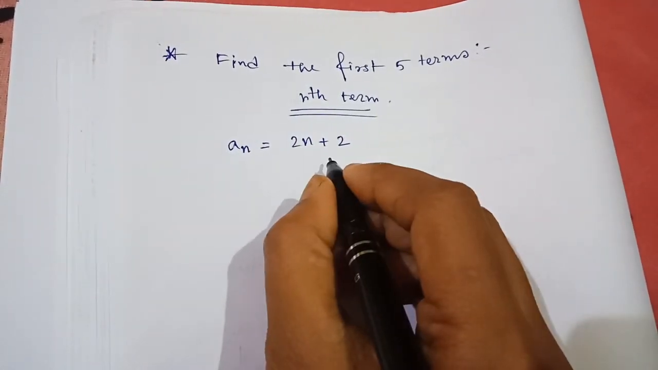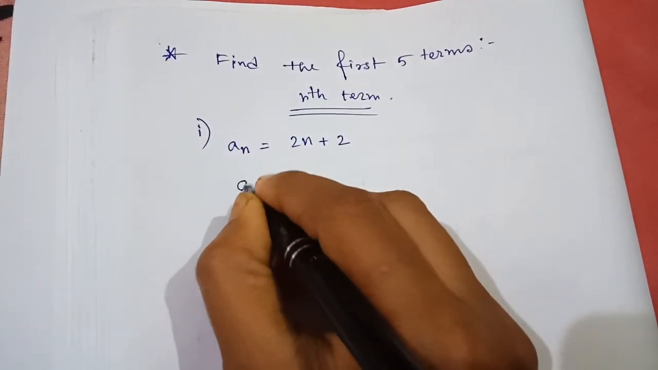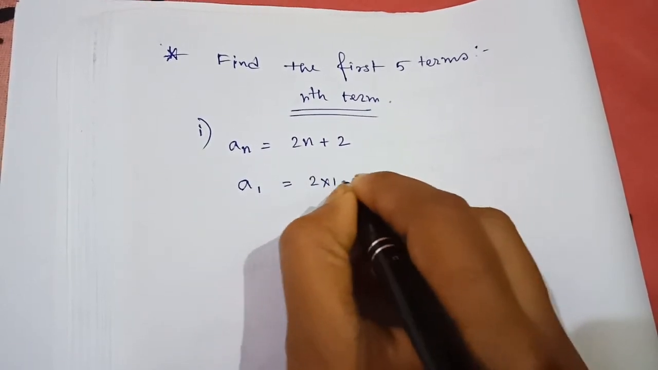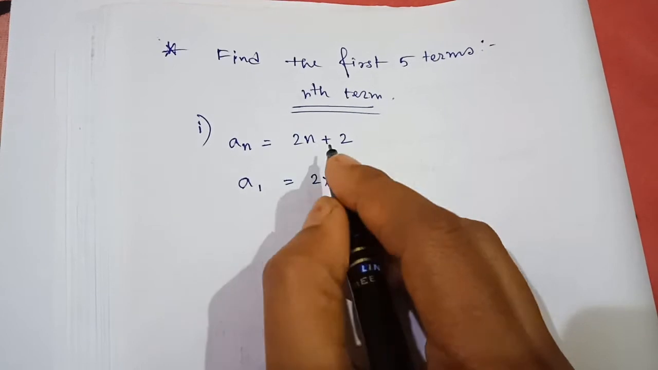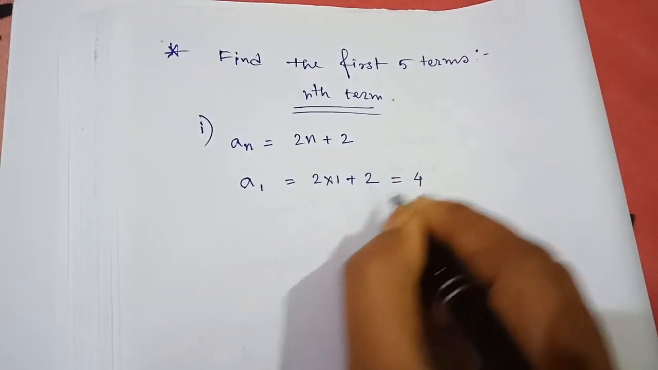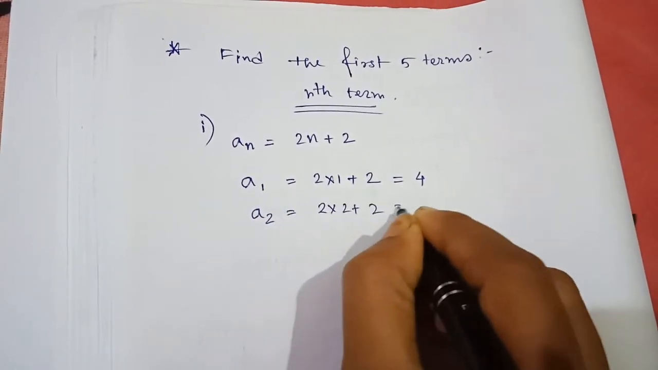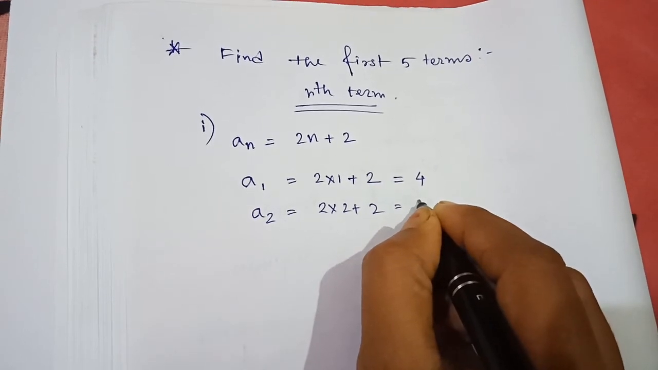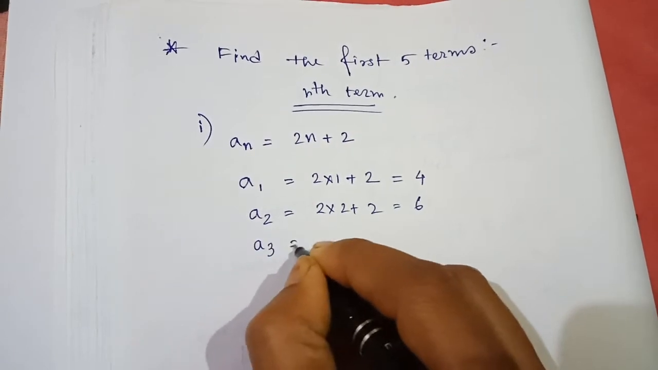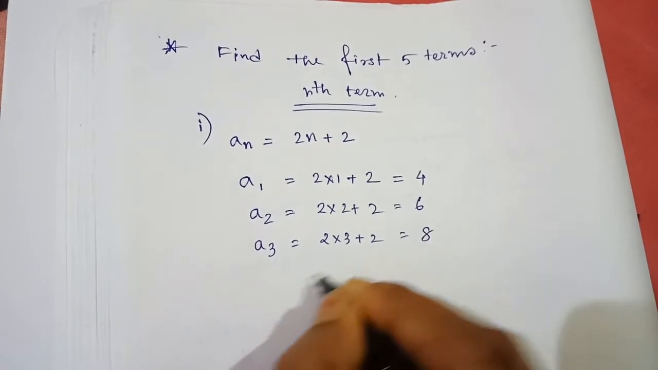So this is the first question. That means first we will be finding a1. a1 equals to what? 2 into 1 plus 2, means placing 1 in place of n, so it's becoming 4. Then a2, 2 into 2 plus 2, so 2 2s are 4 plus 2, that means 6. a3 will be 2 into 3 plus 2, means 8.